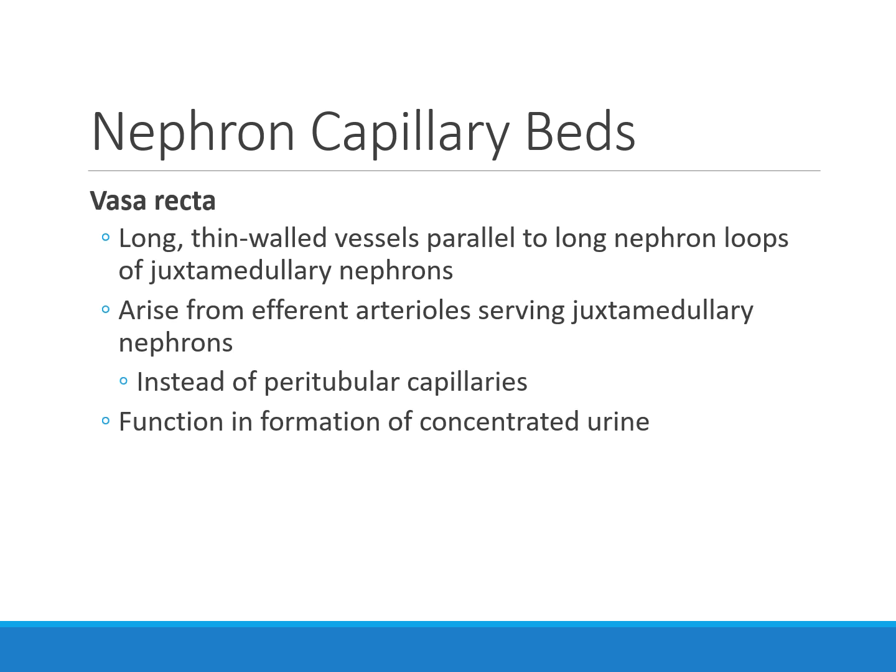The vasa recta was the long, thin-walled vessel that's parallel to the long nephron loops of those really long nephrons called the juxtamedullary nephrons. These come off the efferent arteriole that are serving the juxtamedullary nephrons, just like the peritubulars come off the efferent arteriole. We call them this instead of peritubular capillaries. And they function in the formation, again, of concentrated urine. We have lots of time for that filtrate to travel through that long nephron loop and pull off the water to save.